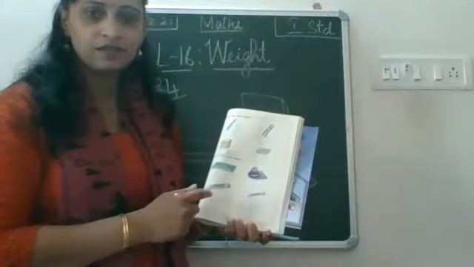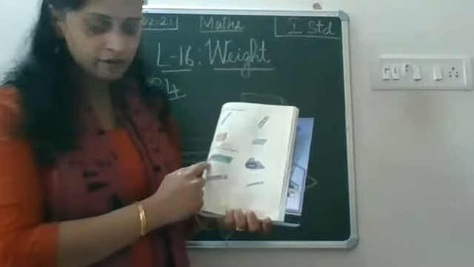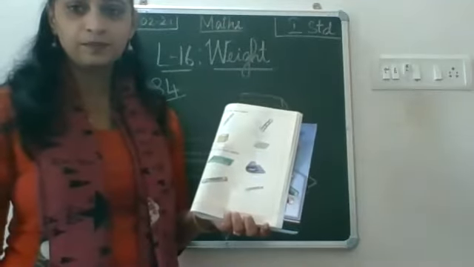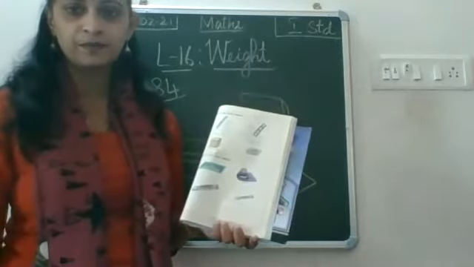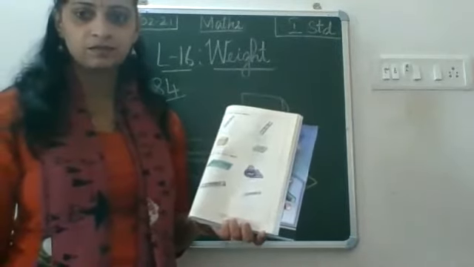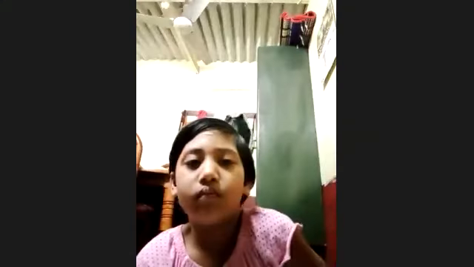Tick the thick object. Even in this, you need to tick the thicker object. First one, you have a mattress, and second one, you have something like a quilt. Which one is thicker here? Second one. Very good. Under the second picture, in the box, put a tick mark.